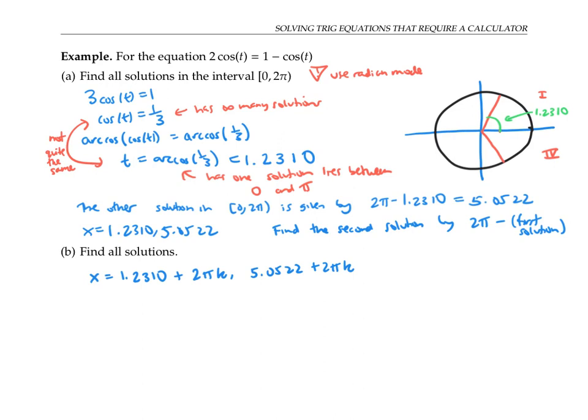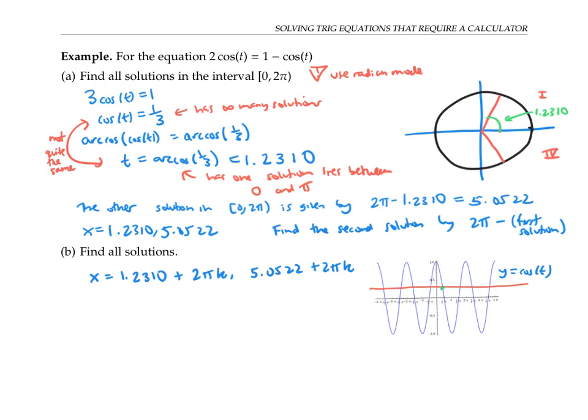We can just take our two principal solutions and add multiples of 2 pi. It can be helpful to look at this solution graphically. To solve our equation cosine t equals 1/3, we want to know where this graph of y equals cosine of t intersects the horizontal line at y equals 1/3.